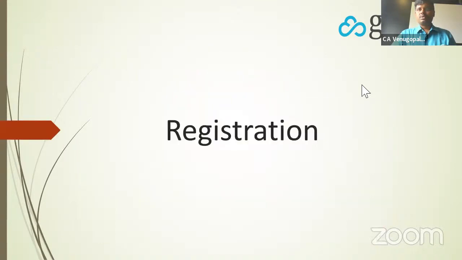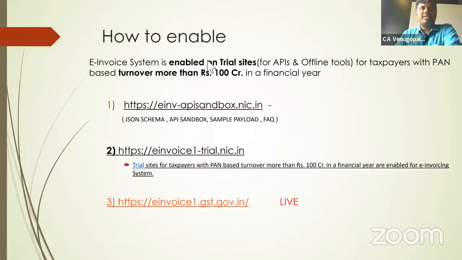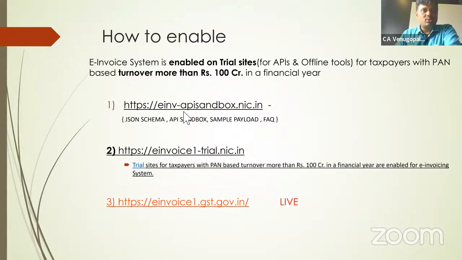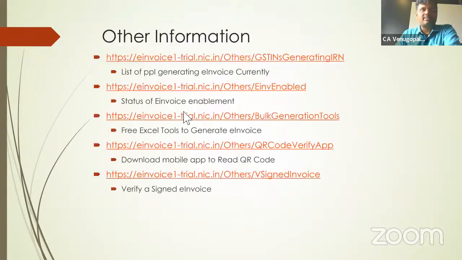All right, let's get into the operational aspects of it. Registration: the government has given three portals for application developers and programmers. There is a sandbox where you can make a trial. There is a trial, and what is colored is the live portal. That is what one has to use for generating e-invoices.